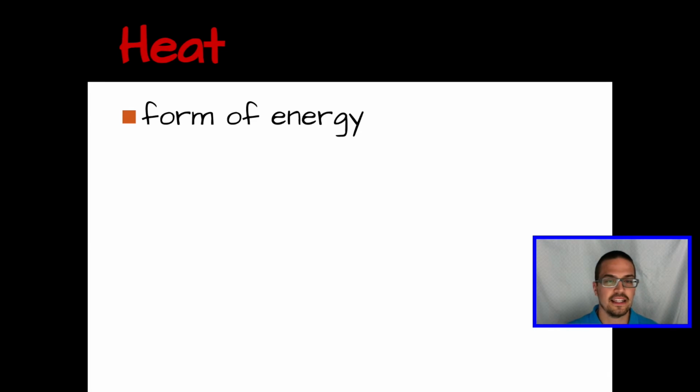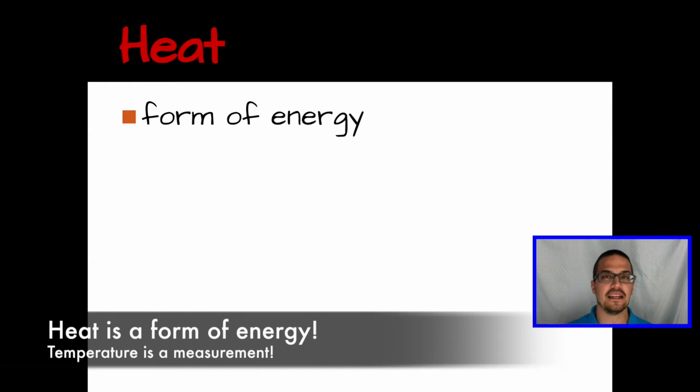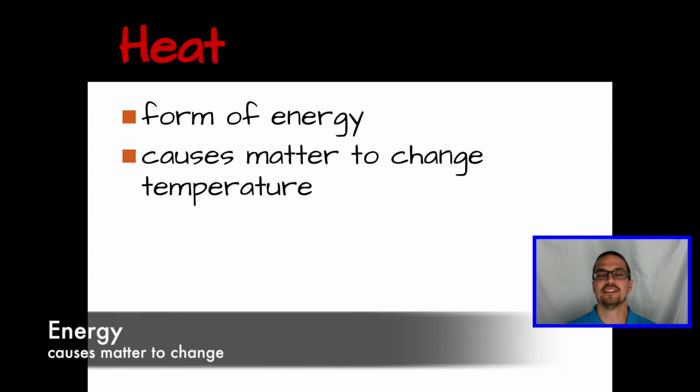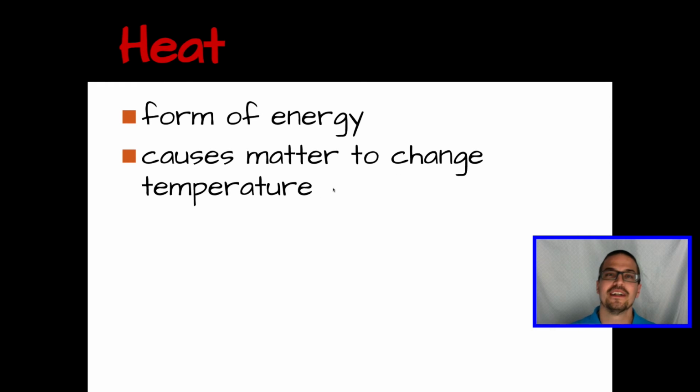Heat is a form of energy. So we talked about temperature being a measurement. Heat is not necessarily a measurement. You can measure heat, but heat itself is a form of energy. Now, if you remember, a form of energy is anything that causes change. Heat, in this case, causes matter to change temperature.